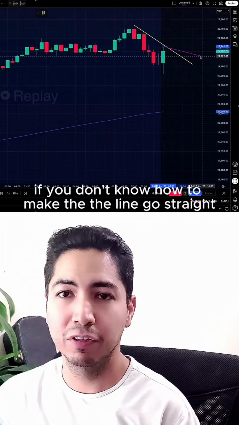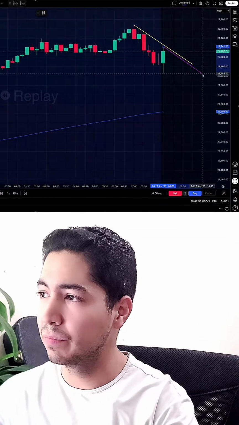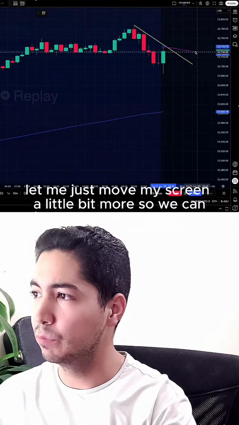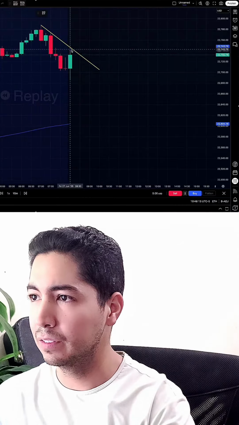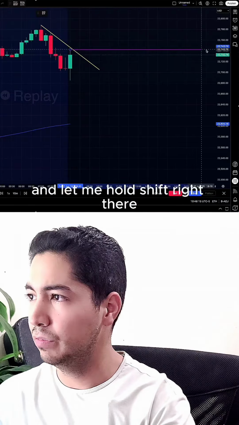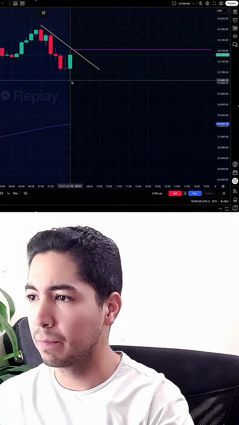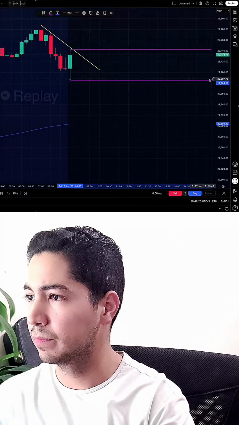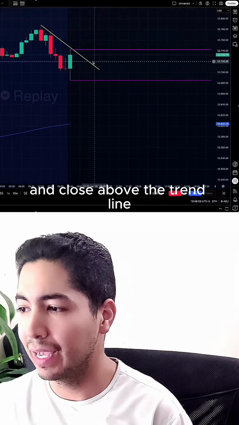Oh, and a little tip, if you don't know how to make the line go straight, all you do is hold shift and it will go straight for you. You see that? All right, let me mark the high and let me hold shift right there. And let me mark the low. Go right there.